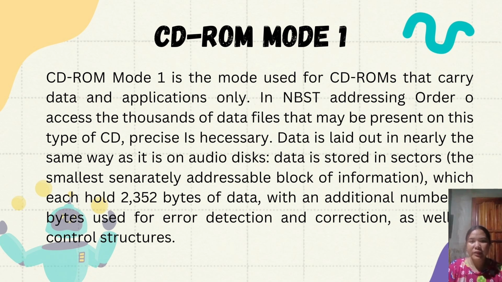An explanation for that is CD-ROM Mode 1 is especially for storing computer data and applications. Data is organized into sectors, each containing 2,352 bytes. These sectors include extra bytes for error correction and control structure, ensuring data integrity and efficient file access. This is important because computer applications require accurate data, unlike audio CDs, which can tolerate some errors.